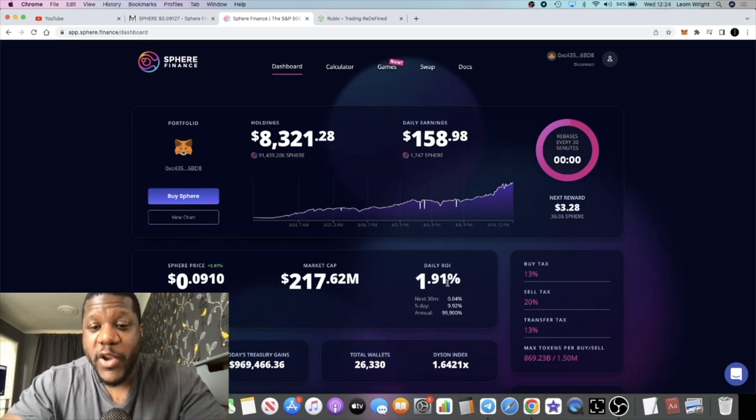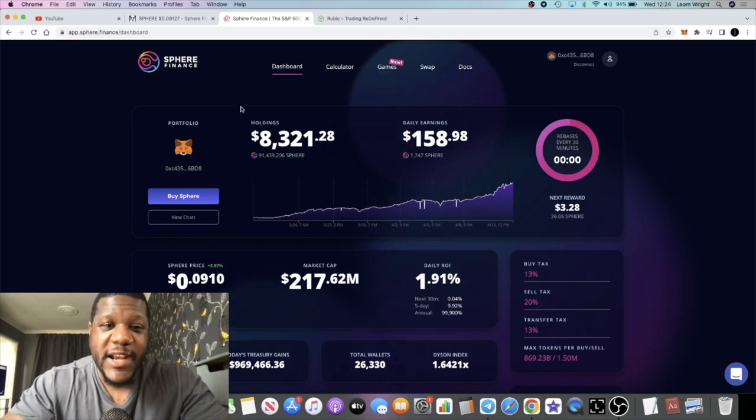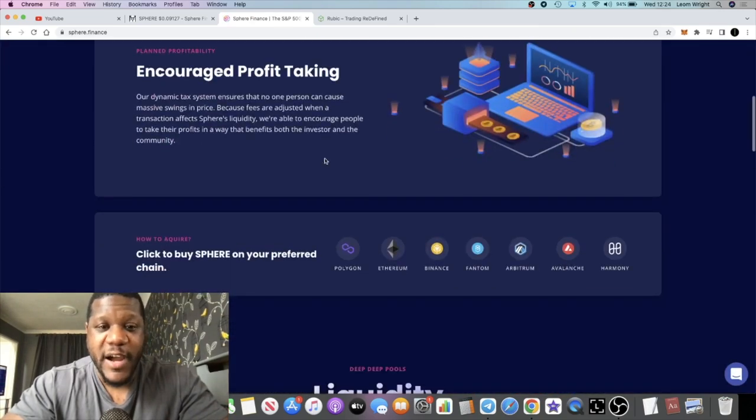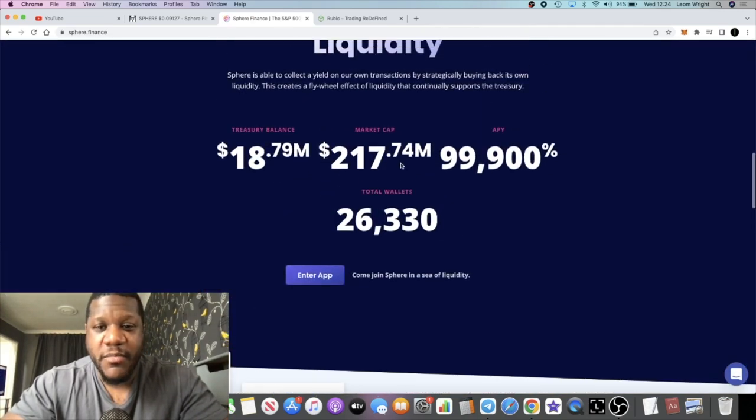So it's 1.91% a day, which works out to about 99,000%. I know it sounds crazy, 99,000%, or 99,900% APY. So obviously it's annual percentage yield, guys. The percentage is going to remain the same, but it's paid in assets, so your dollar value is going to fluctuate.